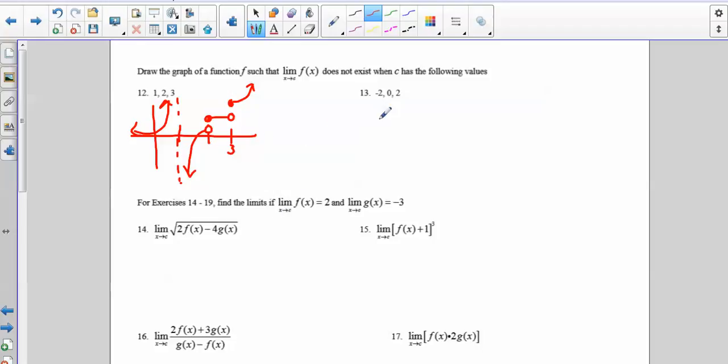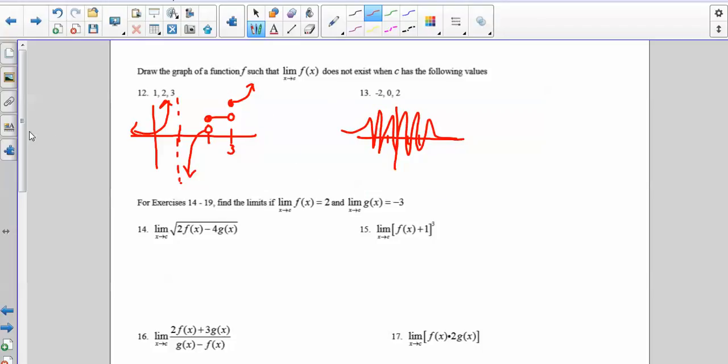But for 13, just to do something different, I'm going to use oscillation. So here's oscillation at 0, and at -2, and at +2, and I'm going to see if I can create something like that function that was oscillating so wildly, something like that. So this is another reason why the limit might not exist.